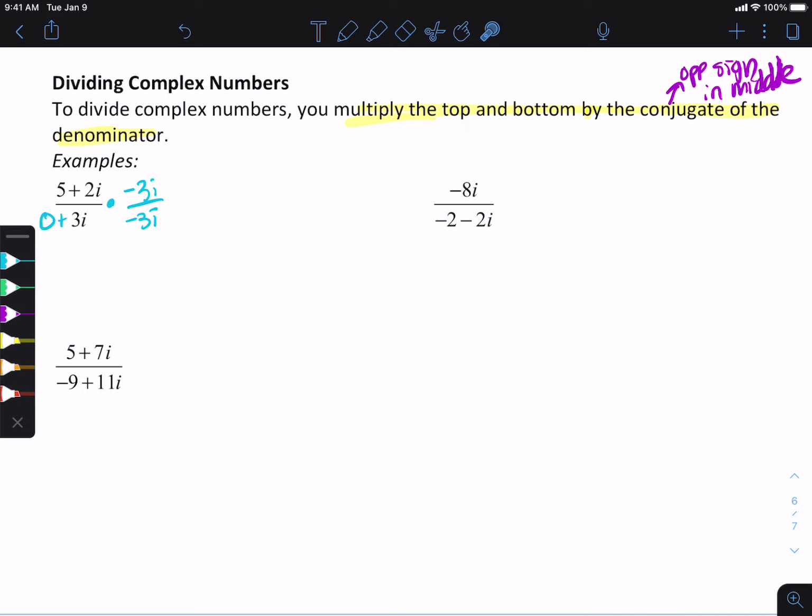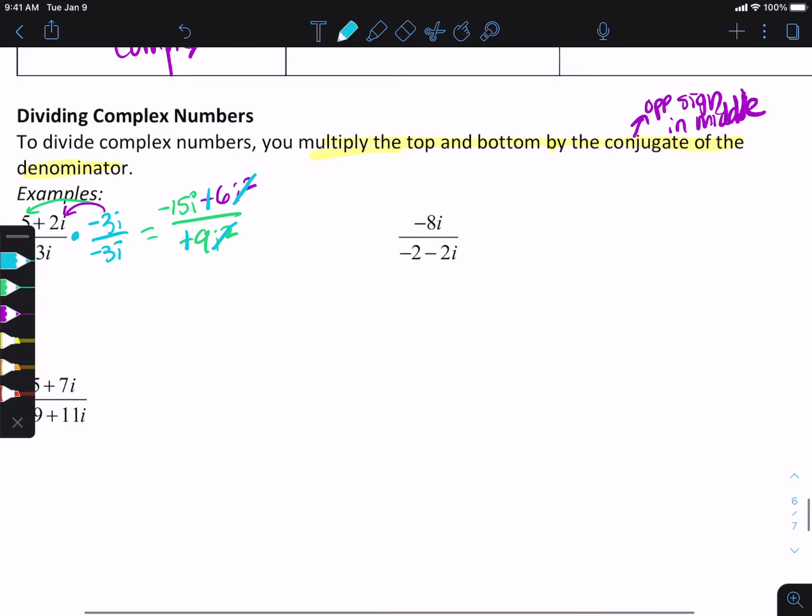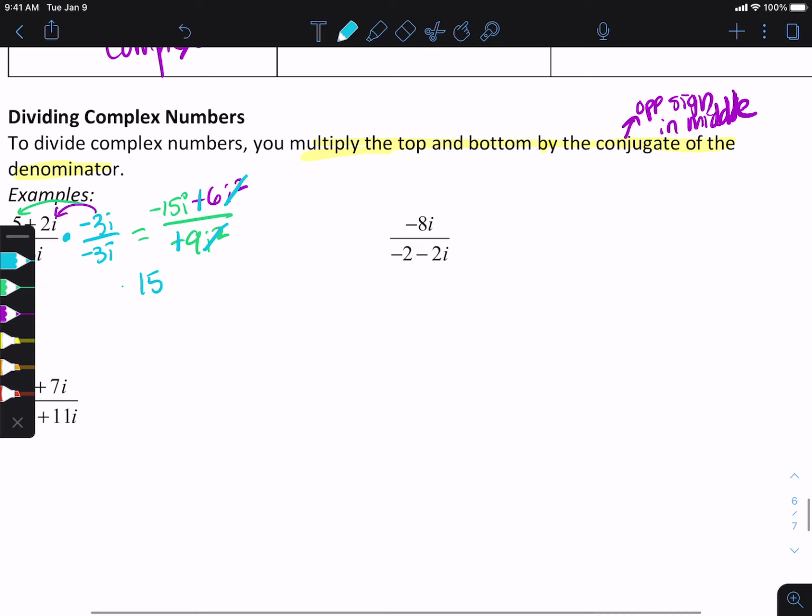Okay? So if we multiply here, we've got on the bottom, 3i times negative 3i is negative 9i squared. On the top, we've got the negative 3i times 5, which is negative 15i. And then we've got the negative 3i times 2i, which is negative 6i squared, right? Well, we remember that our i squareds are really negative 1s. So this changes the sign here, and this changes the sign here. So this turns into negative 15i plus 6 over 9.